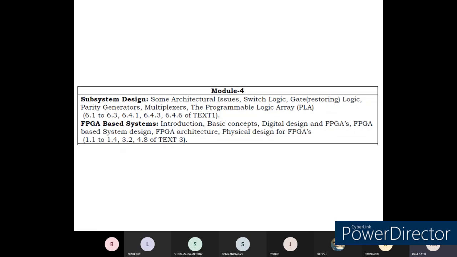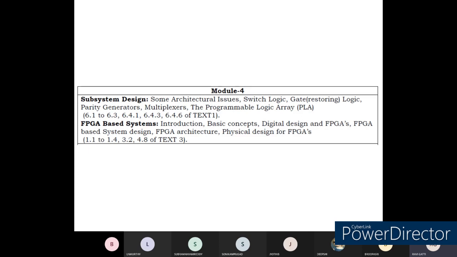Okay, so in this module, the extension of your module number 3 will be studied in module number 4. That is nothing but subsystem design. In module number 3 we discussed what the different design procedures are and what the different entities you need to consider are. So the application of all those entities you are going to study in module number 4.